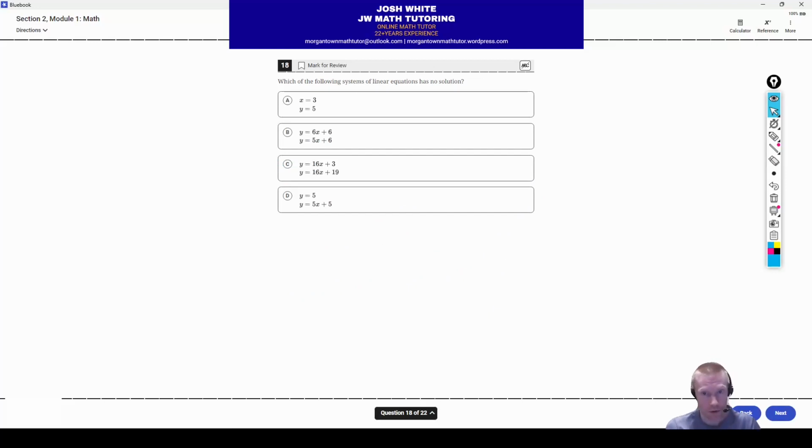Okay, here we have some systems of equations, and we want to know which has no solution. So I will tell you first, right off the bat, no solution is when you have two parallel lines, which means you have the same slope but different y-intercepts. The correct answer is going to be C, because notice these both have a slope of 16 but have different y-intercept values. However, if you don't remember that, that's fine.